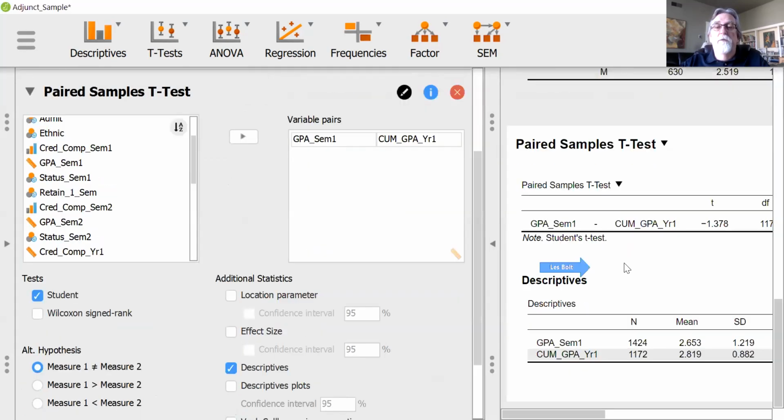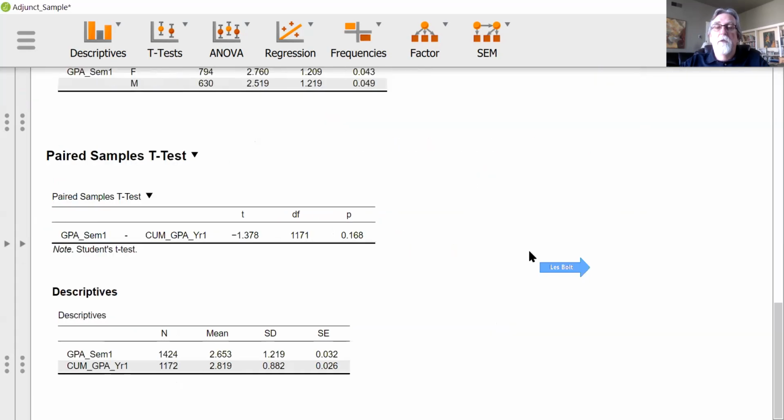So we always start with the p-value, which is actually the chance of being wrong if we had said there was a significant difference from GPA semester 1 to GPA year 1. In other words, that's the possibility of a false positive. And we always want the possibility of false positive to be less than 0.05. In this case, it's almost 17%. And so that's a bigger risk than we're willing to take.